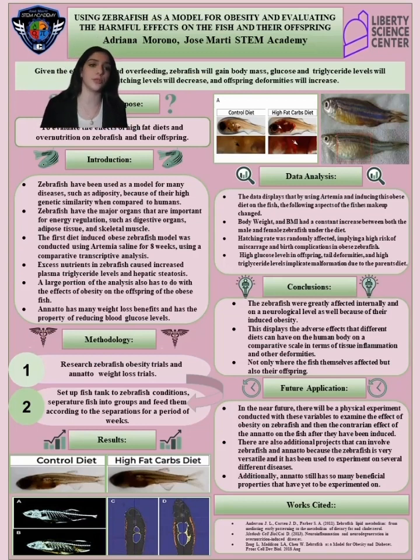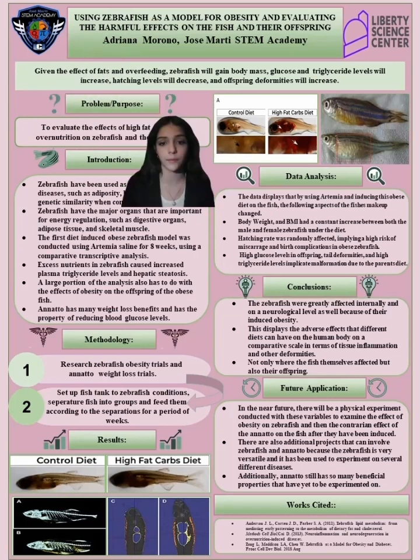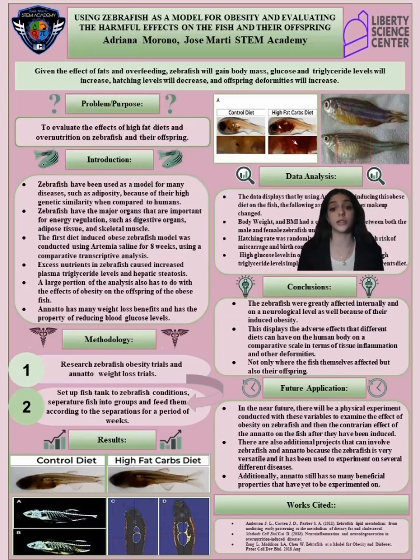And in terms of reproduction, their offspring also only lasted about a week, and most of them did not live past the week because of the immense amount of deformities and high levels of different sugars and triglycerides that they had exhibited because of their parental fish, in contrast to the normal zebrafish offspring, which live very much past the week. And in conclusion, the zebrafish were greatly affected internally and on a neurological level, and this can be translated onto humans.